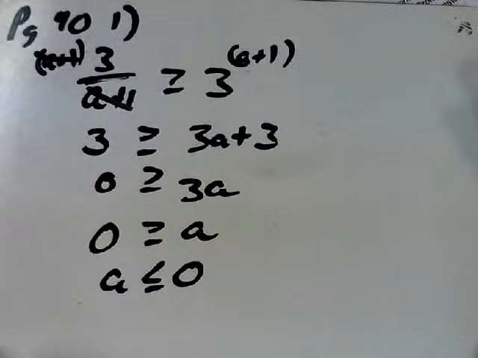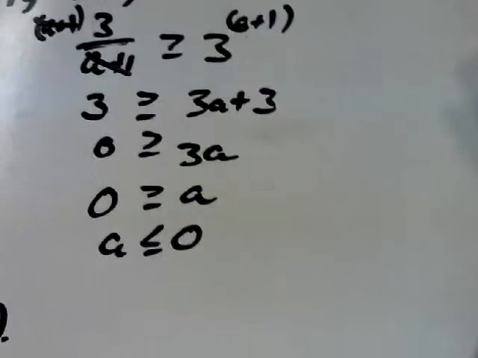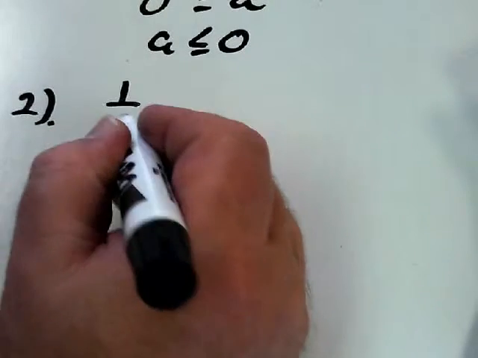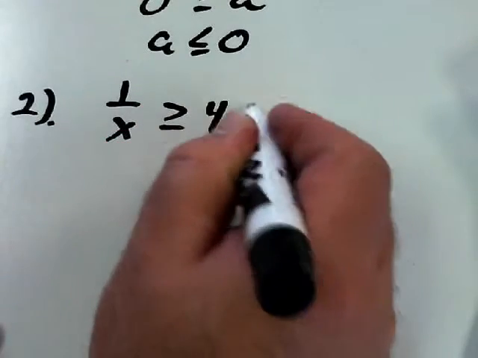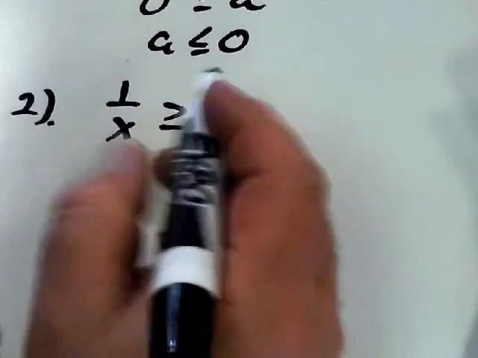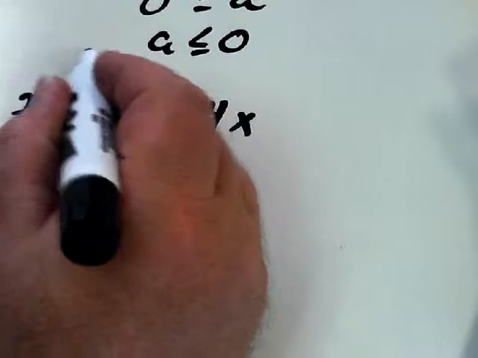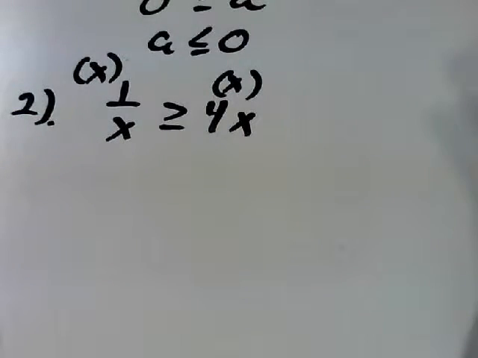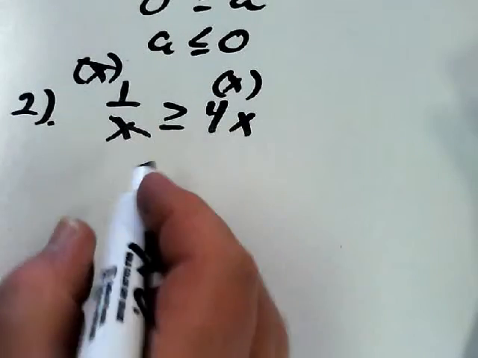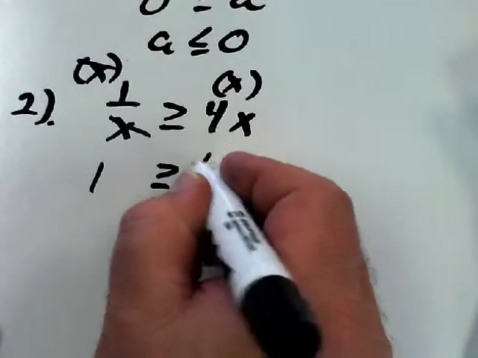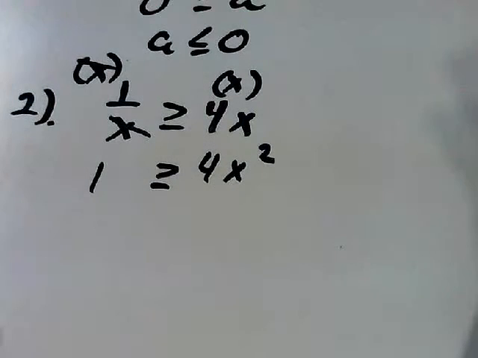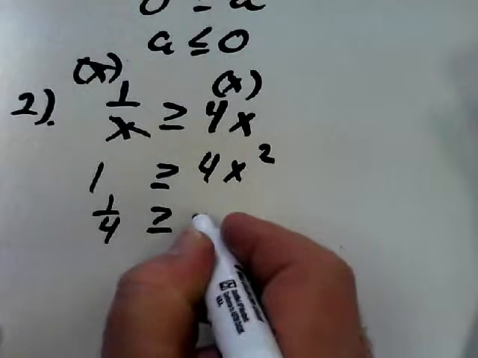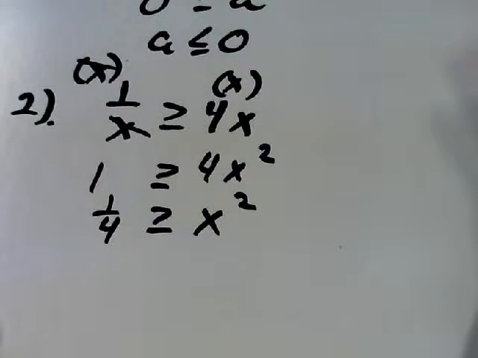Okay? Problem number 2. I don't think I have enough room to do problem number 2, but we'll try. 1 over x is greater than or equal to 4x. Common denominator is x, so that means I need to multiply this by x, this one by x, right? That x cancels that x. I got 1 is greater than or equal to 4x squared. Dividing both sides by 4, I have 1/4 is greater than or equal to x squared.